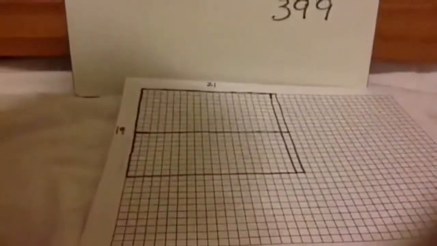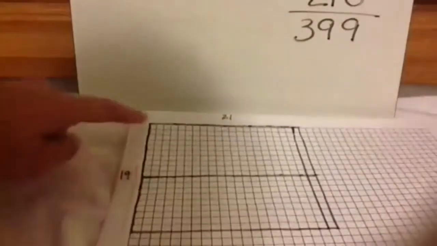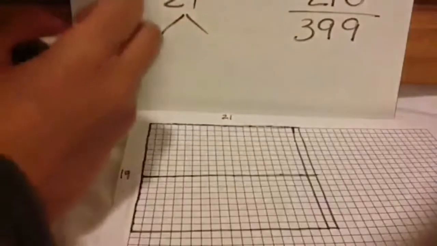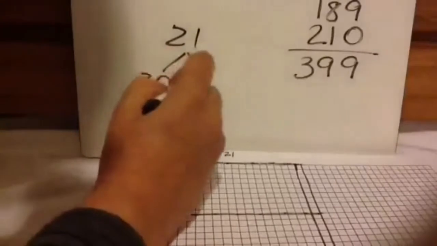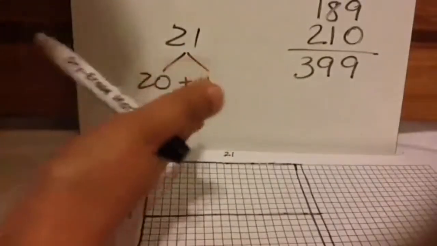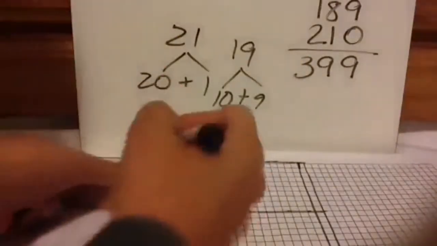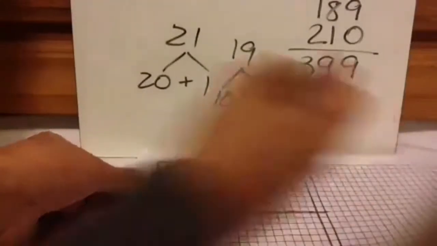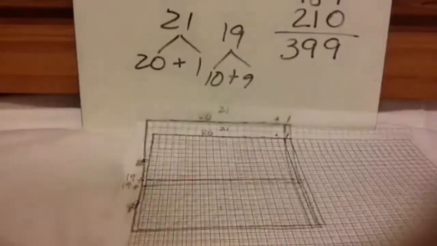So I went ahead and started sketching the 21 by 19, and I broke it up into 10 plus 9 and 20 plus 1. If you don't know how I got that, when I break up 21 in a distributive property type situation, it would be 20 plus 1. Think expanded form. And then 19 would be broken up into 10 plus 9. Okay? So this is 10 and this is 9. And this is 20 and this is 1. Okay, so I'm going to color it real quick.